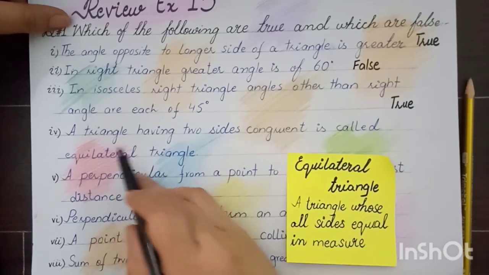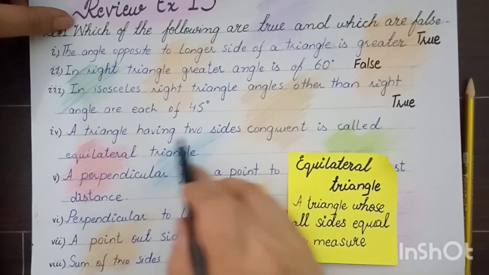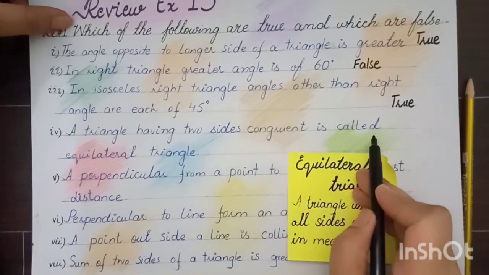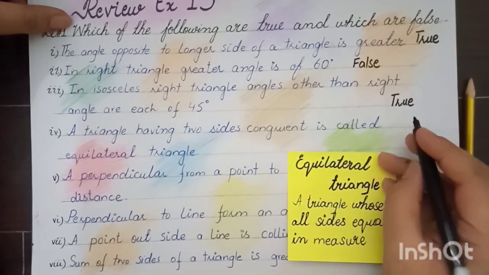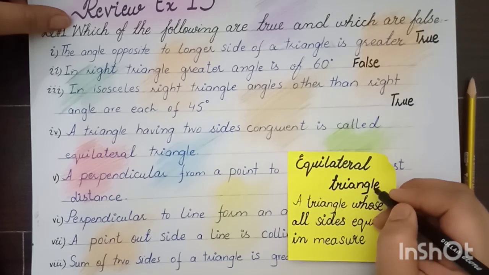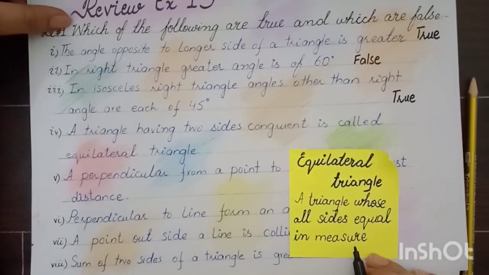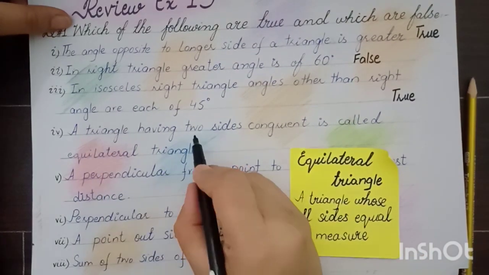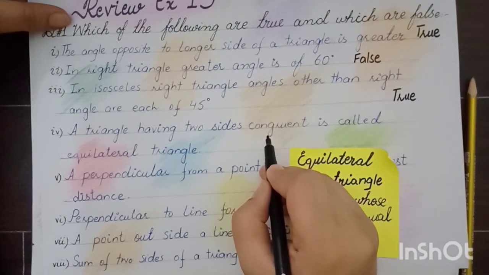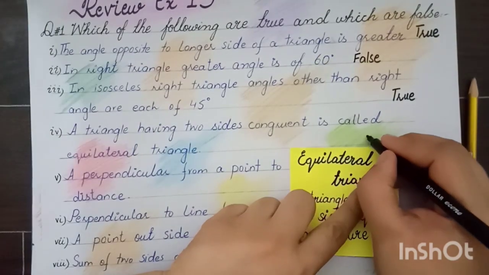My next point is, a triangle having two sides congruent is called an equilateral triangle. No, this is false, because by the definition of an equilateral triangle, it is a triangle whose all sides are equal in measure. This is called an equilateral triangle. A triangle whose two sides are equal in measure is called an isosceles triangle. So this is false.